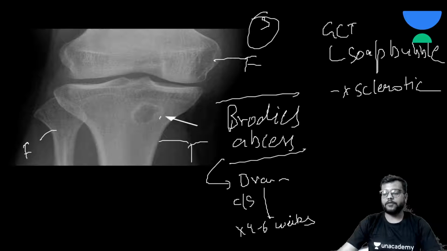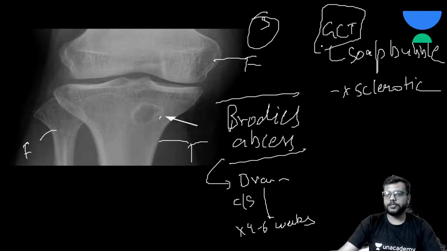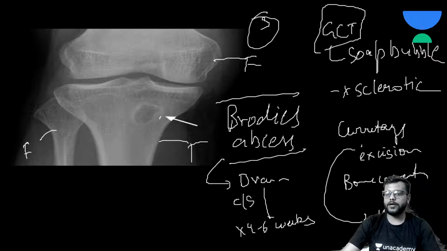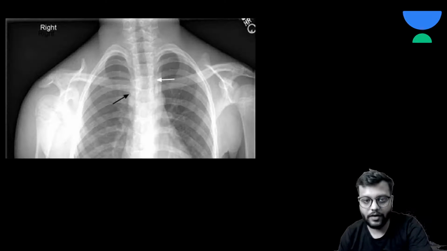Okay, and what is the treatment of GCT? In GCT we go for curettage and excision, and if the defect in the bone is large, you have to fill this excision site with bone cement and send the excised tissue for histopath examination or biopsy. Okay.